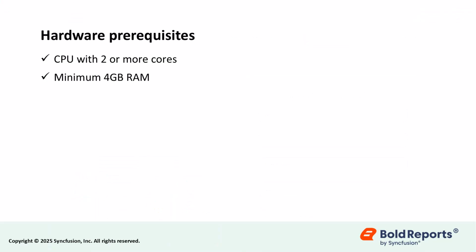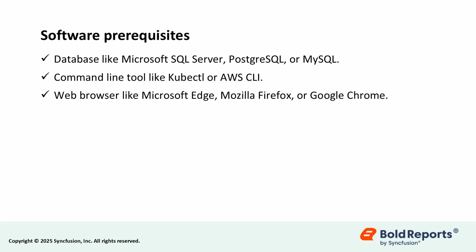Now, let me get back to deploying the server. To deploy the Bold Reports report server, you need the following hardware: a CPU with 2 or more cores and minimum 4 GB of RAM memory. The software requirements are a database like Microsoft SQL Server, PostgreSQL, or MySQL, a command line tool like kubectl or AWS CLI, a web browser like Microsoft Edge, Mozilla Firefox, or Google Chrome.